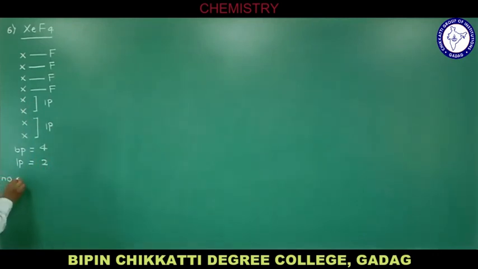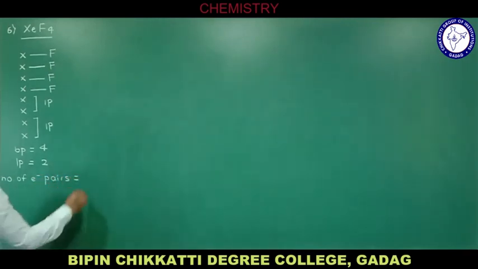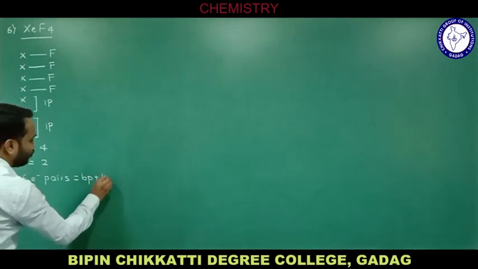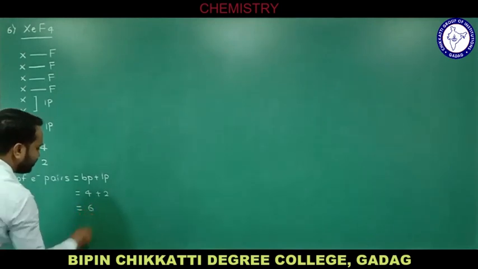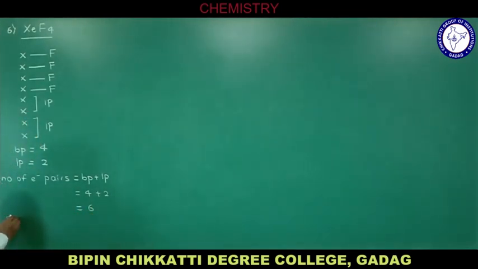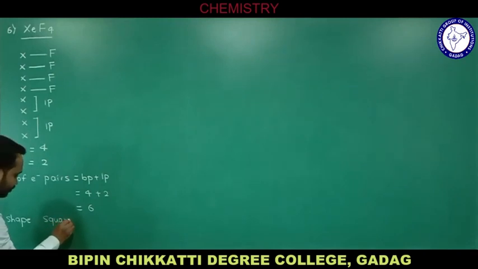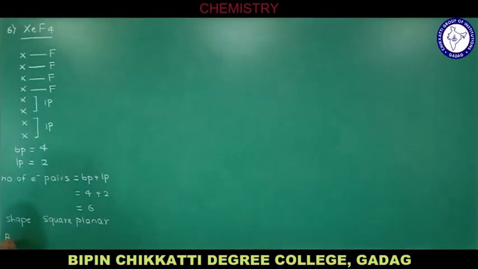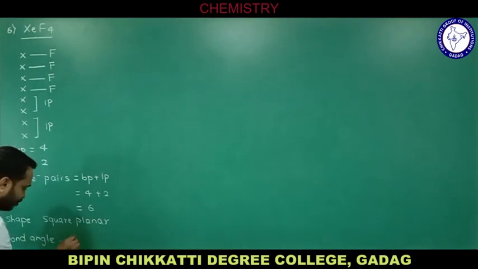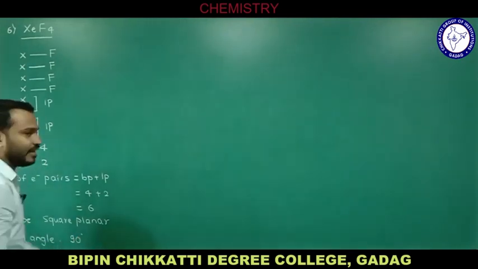Therefore the total number of electron pairs will be the number of bond pairs plus the number of lone pairs. Bond pairs will be 4, lone pairs will be 2, and totally 6 we are going to get here. And now you should know, if the bond pairs are 4 and lone pairs are 2, the shape would be square planar. The shape of the molecule is square planar, and we'll see about the bond angle. So what would be the bond angle present in XeF4? The bond angle present in XeF4 is 90 degrees.